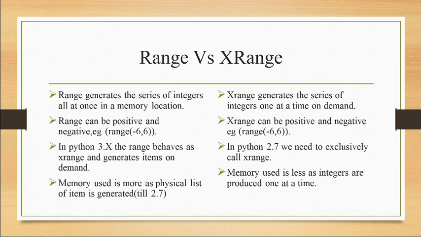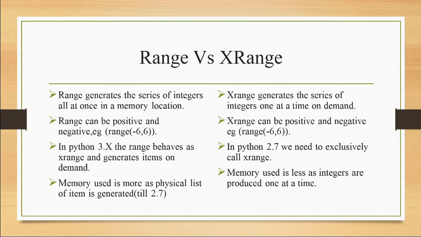Now range has one more cousin called xrange. So what is the difference between range and xrange? Range generates the series of integers all at once in a memory location. All at once from 0 to 6, it will give all the items at once. Whereas xrange generates the series of integers one at a time on demand.